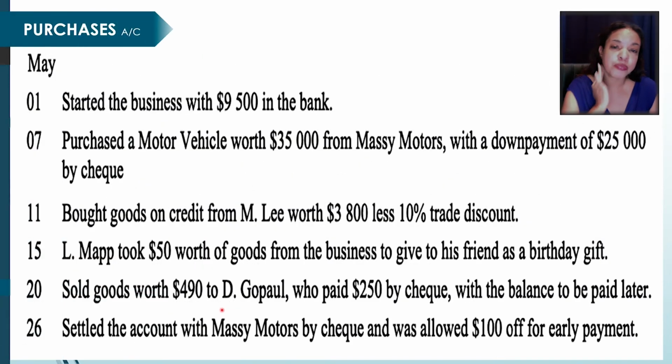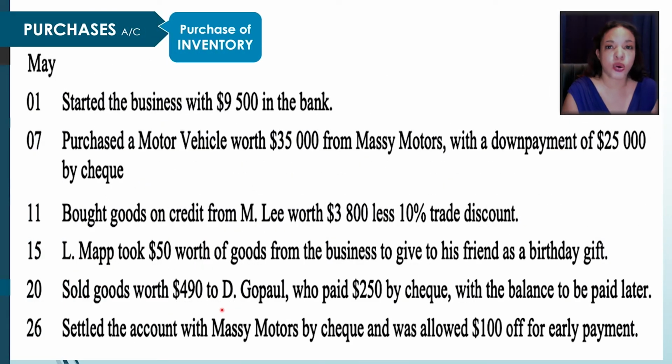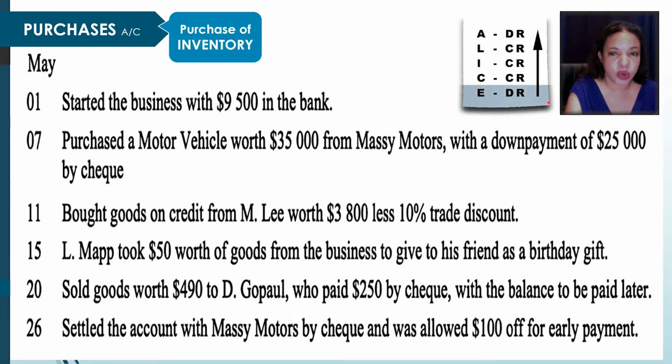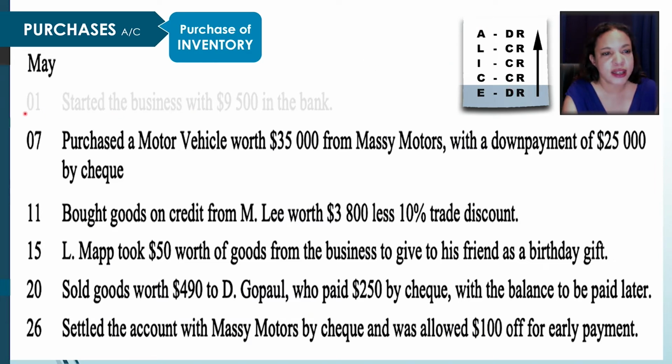Just remember, purchases account is only used for purchase of inventory, not purchase of fixed asset. So we go into our transactions and we are looking to find which transaction involves the purchase of inventory. Started a business? Nope. So not that one. Oh, remember to put your little heading. Well, you will have it there already. And we are focusing on the purchases account, which is an expense, right? So that is there. First transaction, nothing.